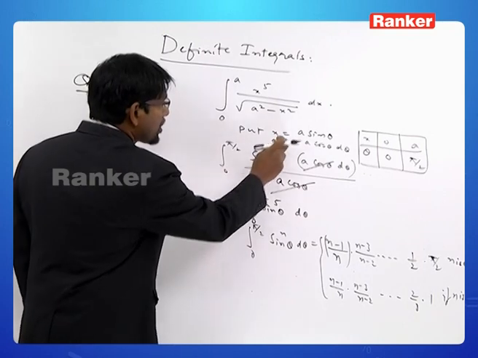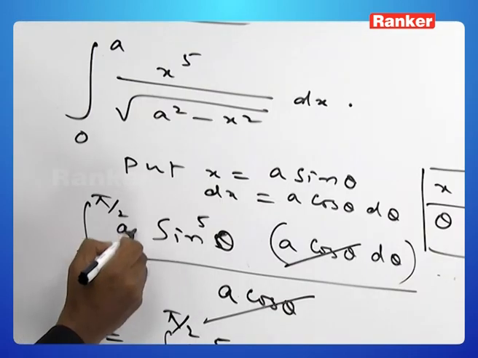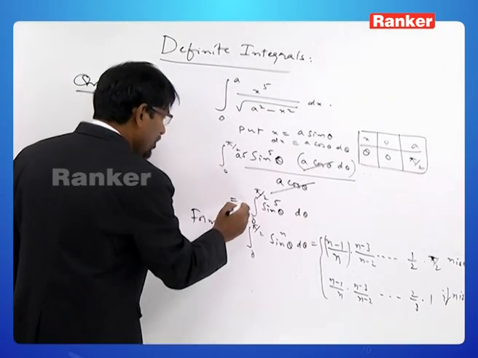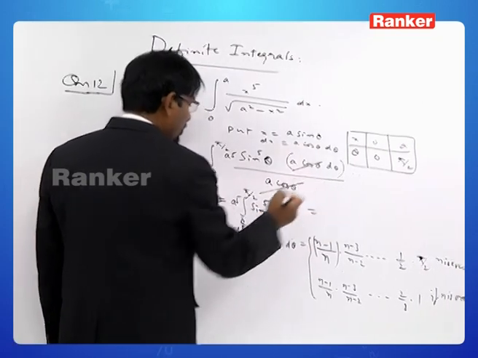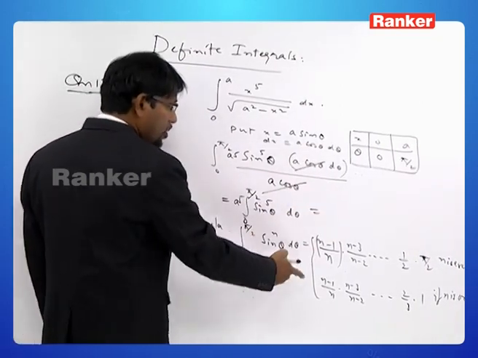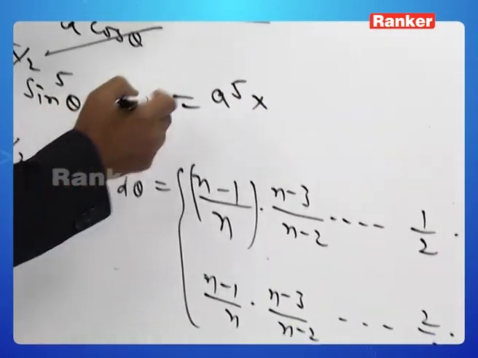Coming back here, x is a sine theta, so we would have a power 5 sine theta power 5. So we have a power 5 multiplying here. Now get back to this. Use the formula. N is odd, so we'll make use of this. So a power 5 is anyway outside. And what do we have? N is equal to 5.